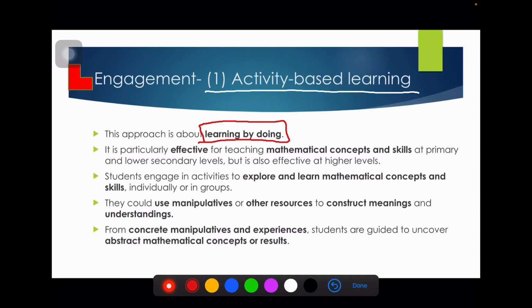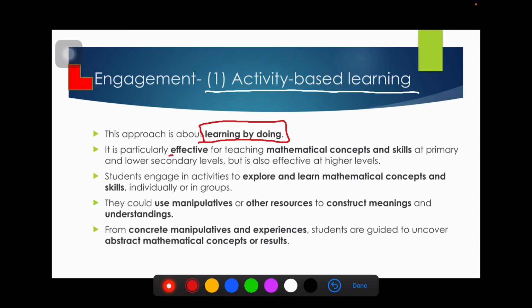It's the opposite of teacher-led learning, where you tell your students what they are supposed to learn. You tell your students about the attributes of a 3D solid, and then you give them exercise. So that is teacher-led or teacher-centered. But when you use activity-based, you give them the activities and they find out later what the attributes are. So the choice is yours.